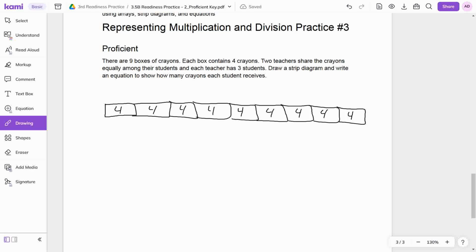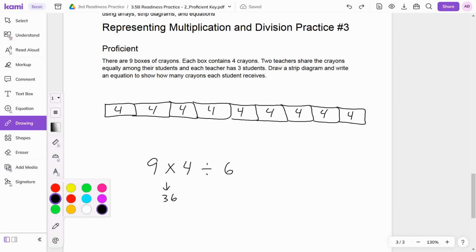So I can also start thinking about my equation that I'm going to need to write. 9 times 4 makes 36, divided by 6. So how can I show that with a strip diagram? So 36 divided by 6, that's going to get me 6 equal groups of 6. So how can I represent that with a strip diagram? Well, let's take a look at it.